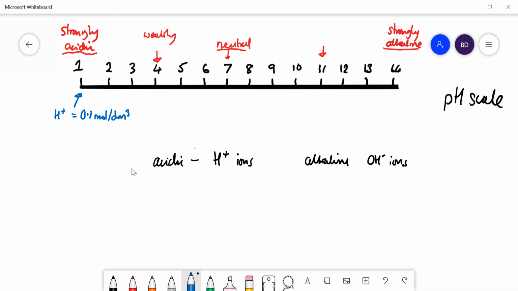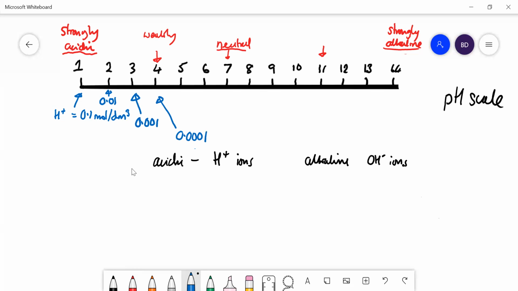Now at pH 2, every time you go up a pH unit, the hydrogen ion concentration becomes 10 times weaker. So the concentration of hydrogen ions at pH 2 is 0.01. It's a tenth of what it was there. And when you go to pH 3, the concentration there is going to be 0.001 moles per decimeter cubed. And at pH 4, 10 times weaker again, so it was 0.0001.